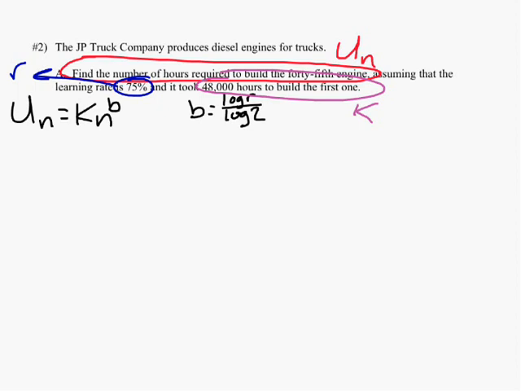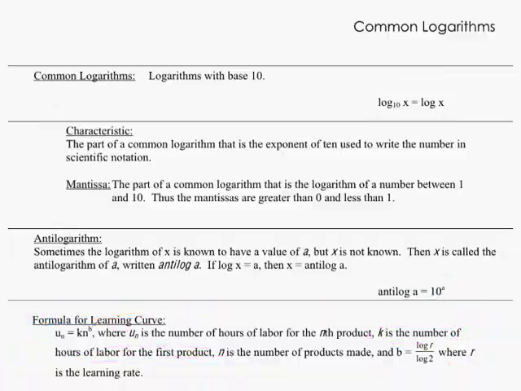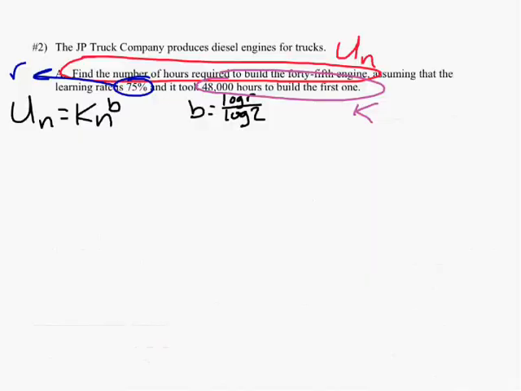So we know what all the variables stand for. We can plug the numbers in and see what happens. N is the number that you're currently on. Let me see what it says on the front. Yeah, it says U sub n is the number of hours of labor for the nth product. So it wants to know how many hours it's going to take for the 45th engine. So n is 45.